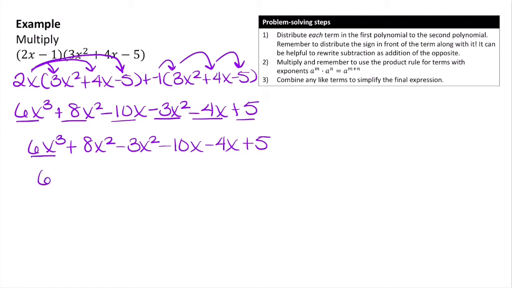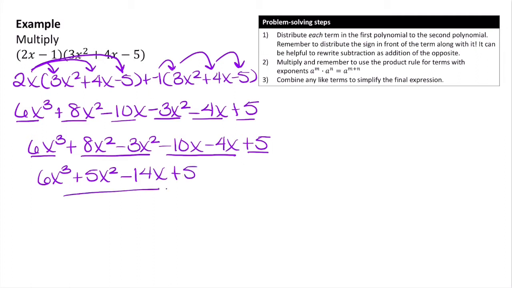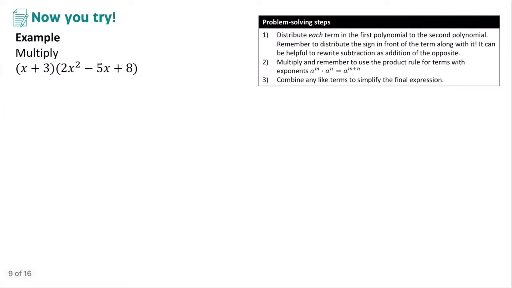So we have 6x cubed that doesn't combine with anything. And then 8x squared minus 3x squared is going to become plus 5x squared. And then I have minus 10x minus 4x will become minus 14x. And finally, we have this plus 5. So here is the simplified version of the final answer. So now you can go ahead and pause the video and try doing this example on your own.